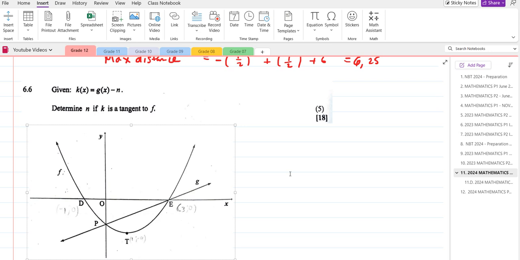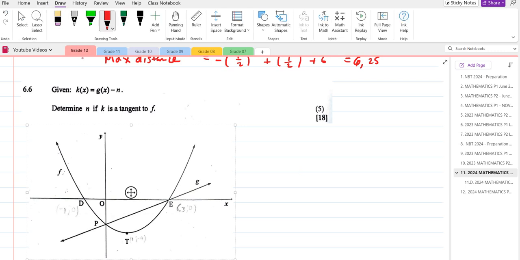K of x is equal to g of x minus n. Determine n if k is a tangent to f. If k is tangent to f, that's the equation given. Alright, so if k is a tangent to f, let's find the gradient function.